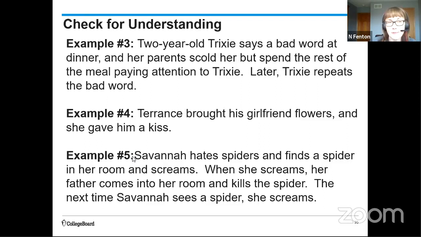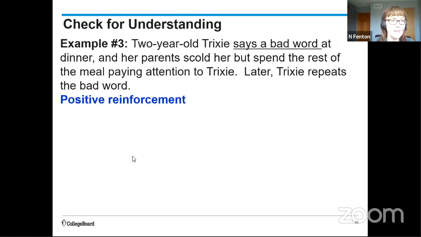So I'm going to pause here just briefly, but you can certainly pause the video, think about the voluntary behavior, then determine if it increases or decreases, and finally, is it about an addition or a subtraction? So for the first one, you have a positive reinforcement. Although her parents scold her, they also pay attention to her, which apparently mattered more to Trixie. If Trixie's behavior of saying the bad word increases, she's been reinforced. And what she received as a reinforcement was the addition of attention. So it's more about outcome than intention.